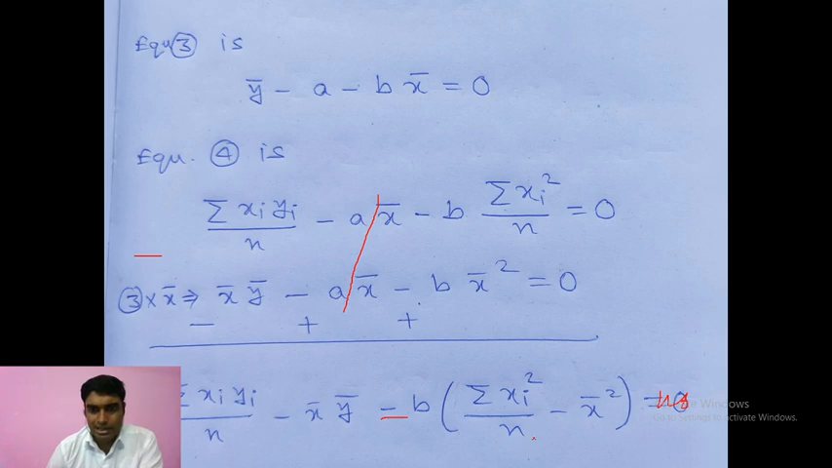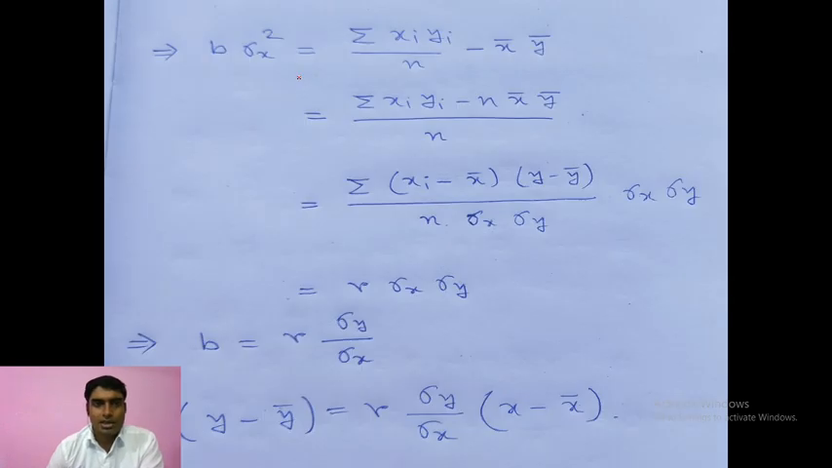If you see, this is basically the variance of x. So sigma x square is the variance of x, so this term is denoted by sigma x square. Sigma is the standard deviation, and if I take the square of the standard deviation, that is the variance. So b sigma x square is equal to this term, that is, the sum of xi yi by n minus x bar y bar.